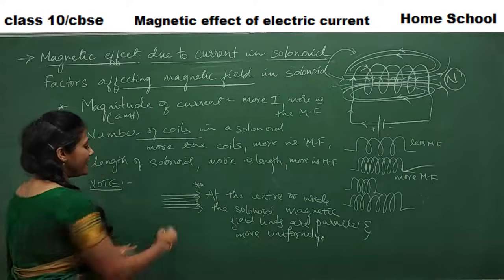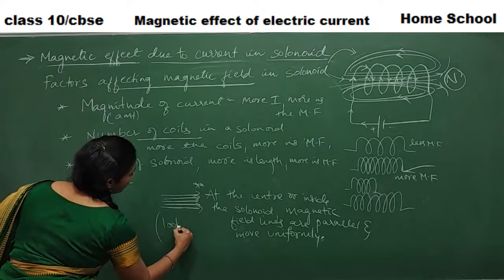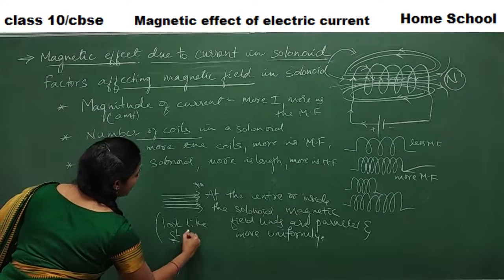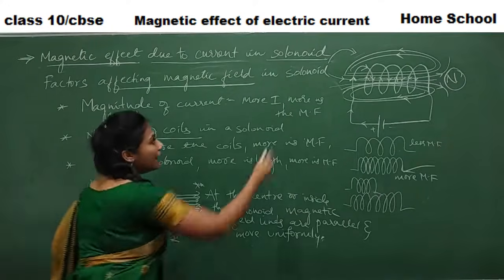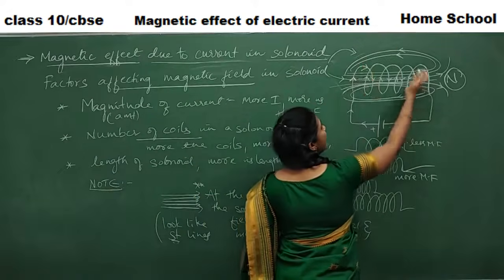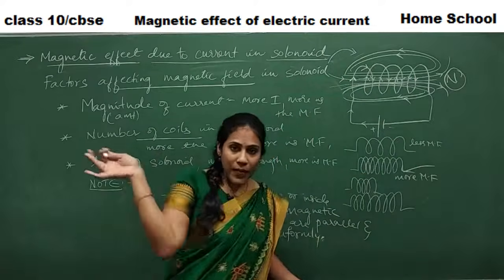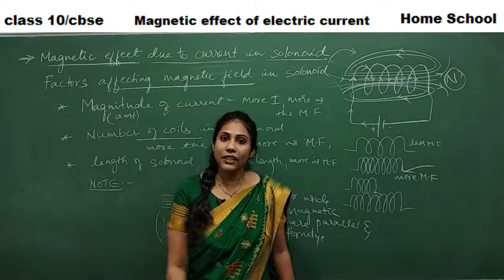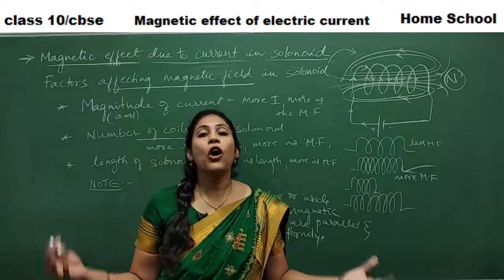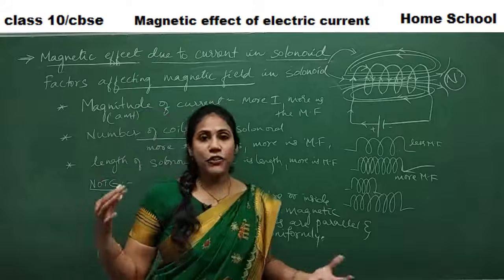They are parallel in the sense what? They look like straight lines. You can also remember they look like straight lines. Above and below the solenoid, actually loops are there. Magnetic field lines appear in the loops, but exactly inside a solenoid, you would observe straight lines. Clear? So this is the entire concept on a magnetic effect due to a current in a solenoid.